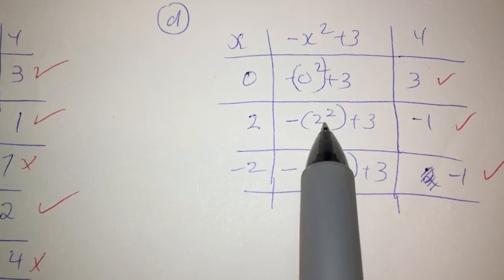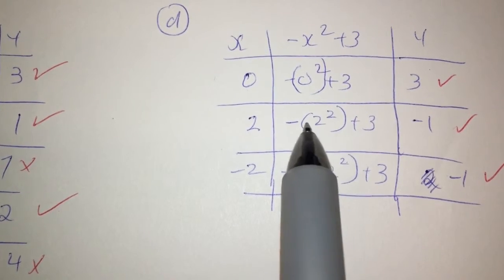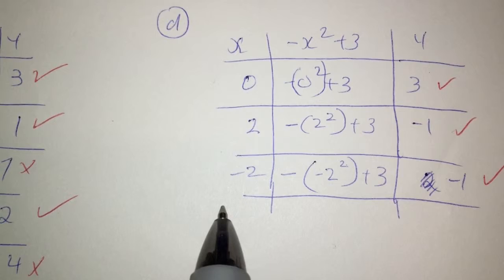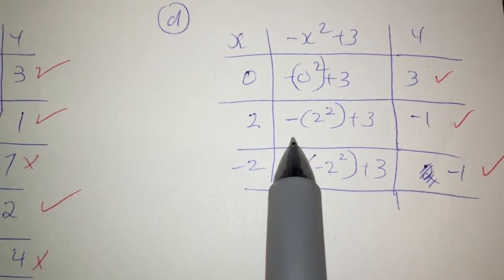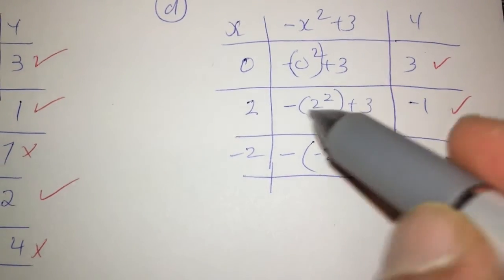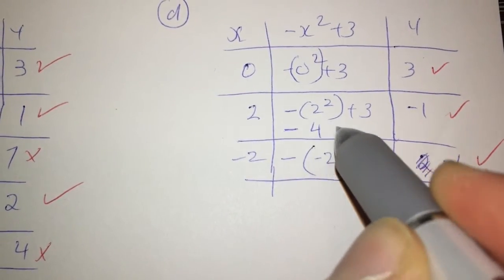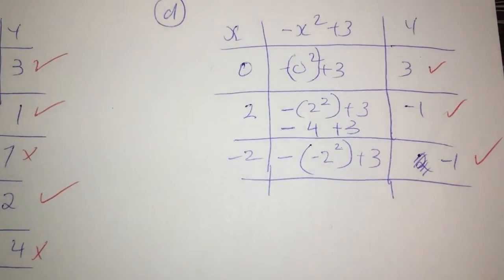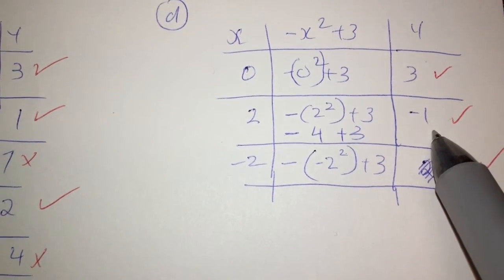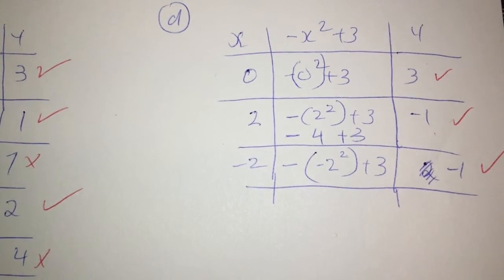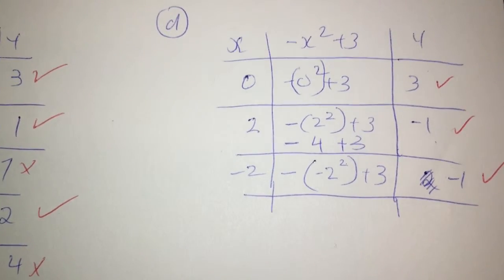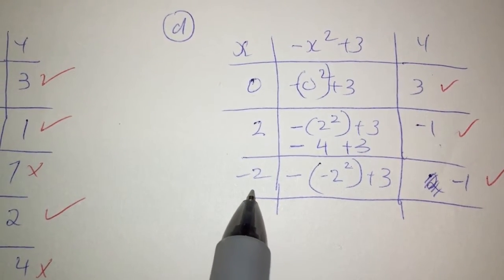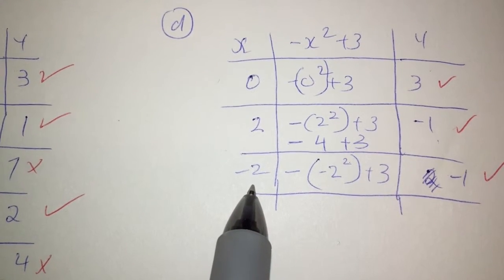So you evaluate 2 squared first, and then you put a negative sign. So the answer would be 2 squared is 4, and then you put a negative sign. That would be negative 4 plus 3, right? Negative 4 plus 3 is negative 1. Okay, and go back to the graph and check, verify this is correct, and you would find out that this is correct. Move on to the next point, which is x equals negative 2.